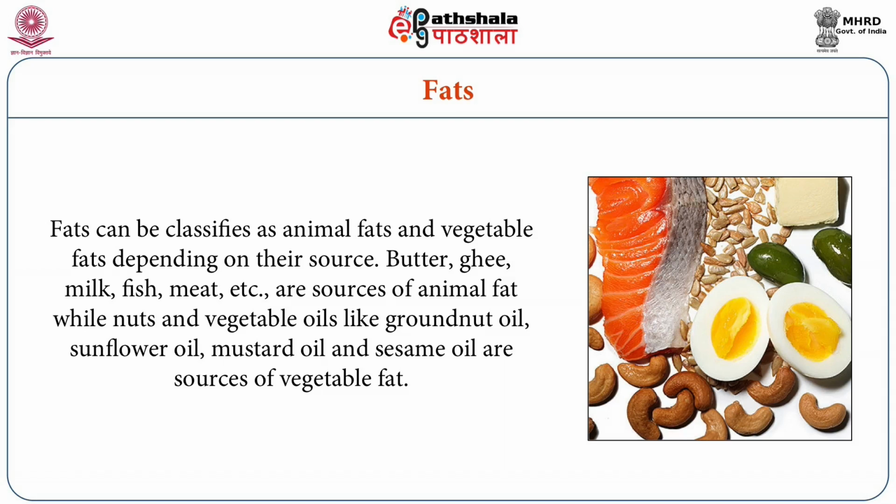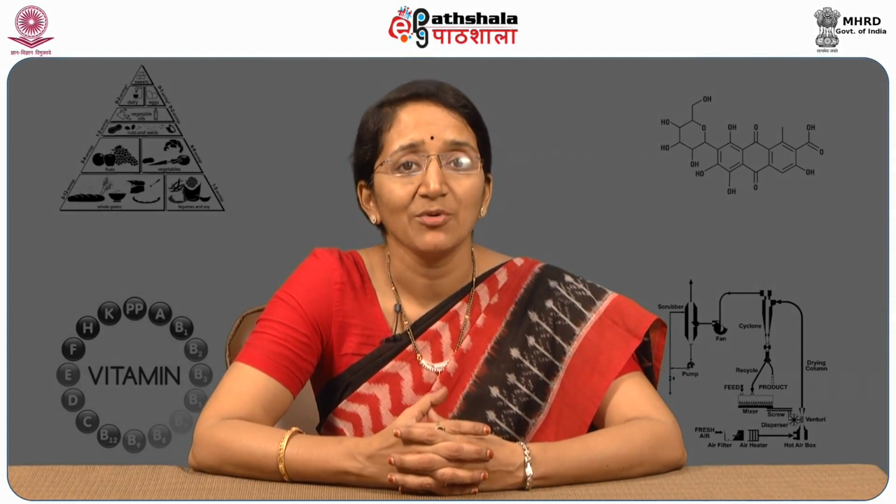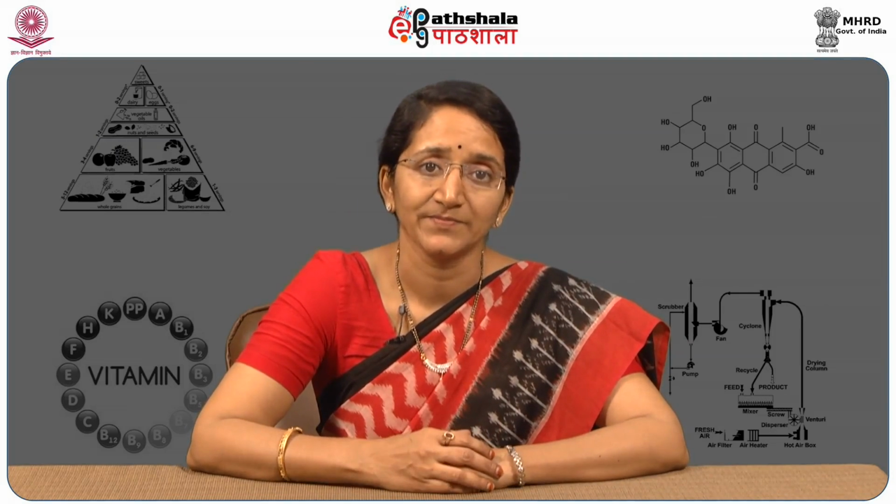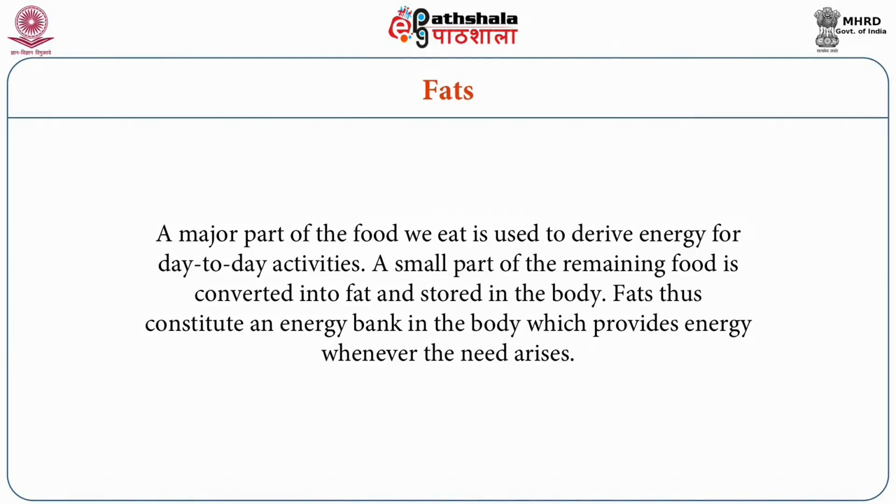Coming to the animal fats, we have fats like butter, ghee, etc., which come from animal sources. Apart from butter and ghee, we also have milk, fish, etc., which come directly from an animal source. Coming to the fat sources from plants, we have different kinds of oils like groundnut oil, sunflower oil, safflower oil, mustard oil, sesame oil, etc. Whether it is an animal source fat or a plant source fat, each gram of fat when burnt gives 9 kilocalories.